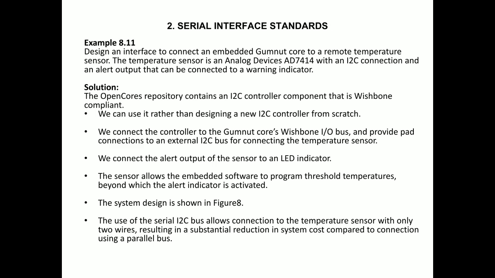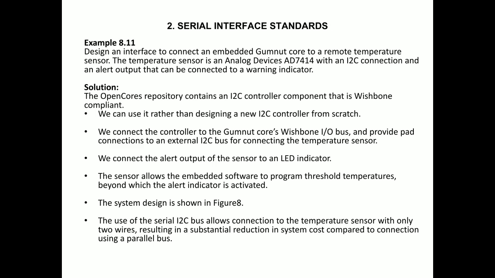We will have a look at how to construct this example. This example is asking to establish a serial interface connection between the GumNet core and a temperature sensor. What type of serial interface is it asking to use? It is asking to use an I2C serial interface device. It is also asking for an alert output that can be connected to a warning indicator. For the warning indicator, we can use any LED.